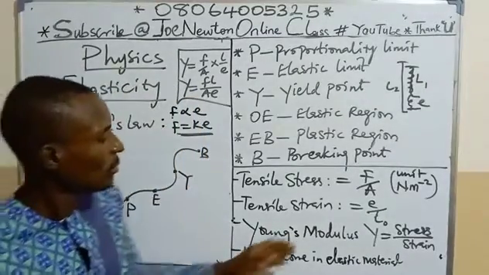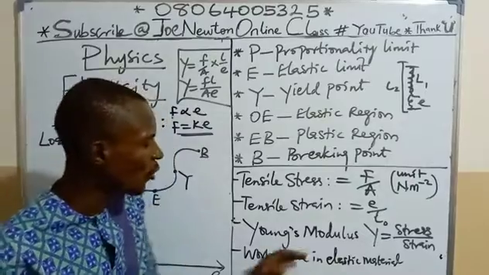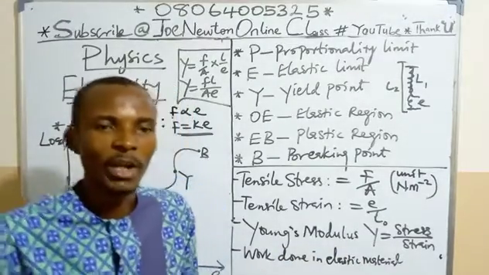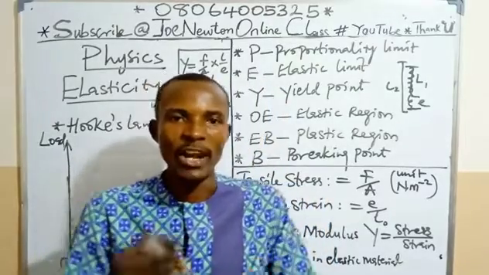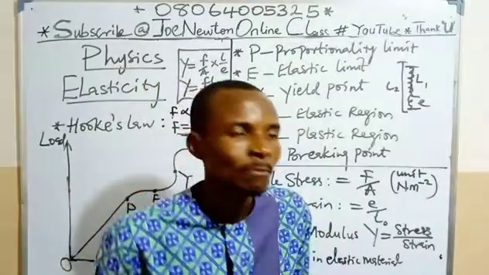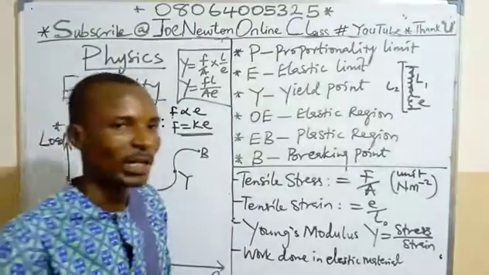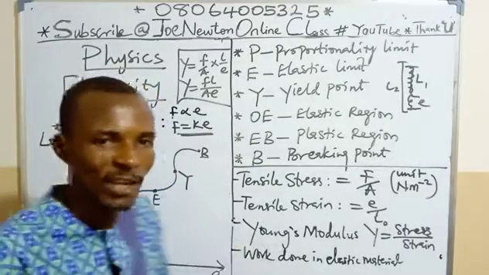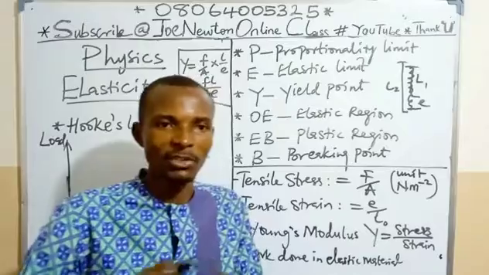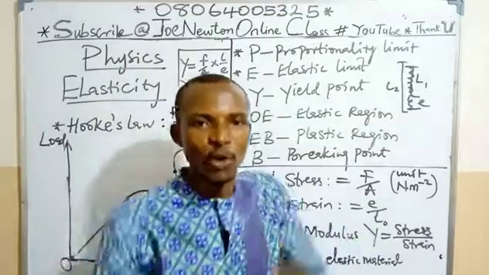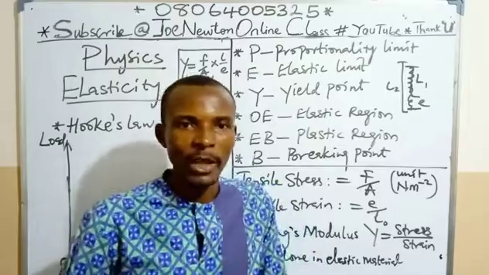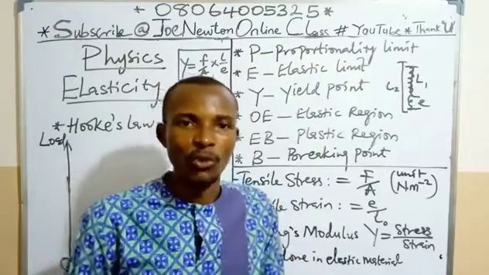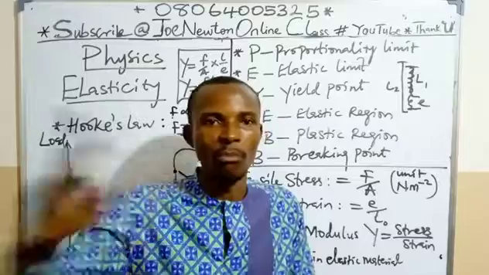Okay. Then another concept is work done in an elastic material, or the elastic potential energy. Work done in an elastic material, or energy stored in an elastic material, is elastic potential energy, which could be used to do work. For instance, when you use an elastic material like a catapult to release a stone, you are converting the elastic potential energy stored in the catapult into the kinetic energy of the stone when it is released. That is the stone in motion.